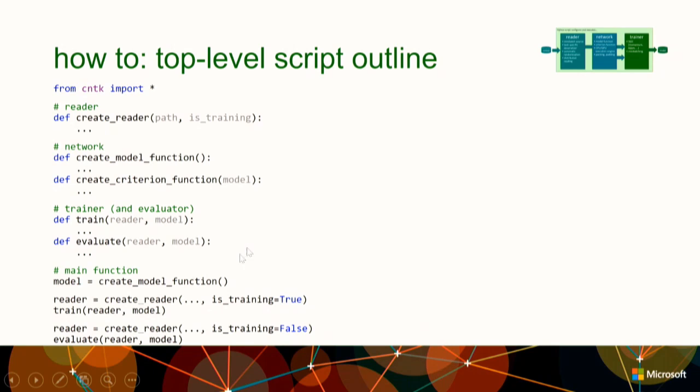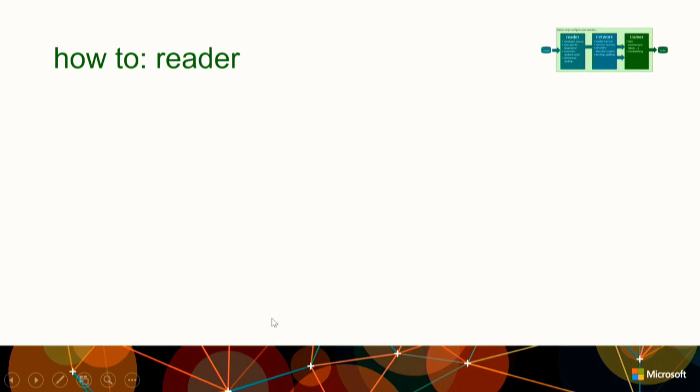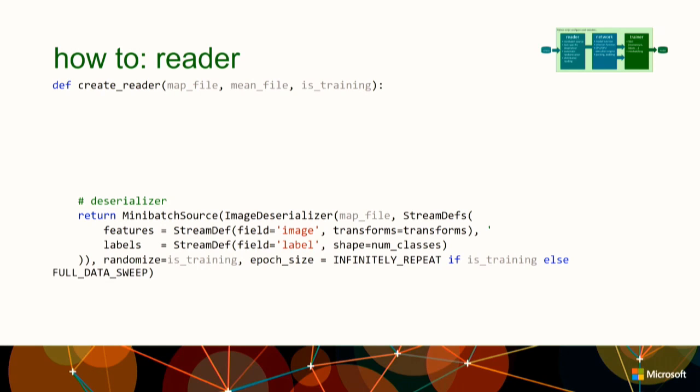Okay, so in this case, then you define your functions and then you call them in this order. And in this case, the reader, you set it as true, training is true, and in this case, the same reader, you can just pass the value training is false. And you'll see some examples associated with it. So let's see, what does the reader look like?